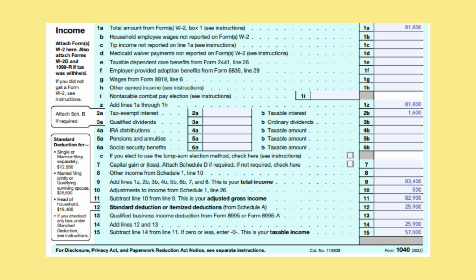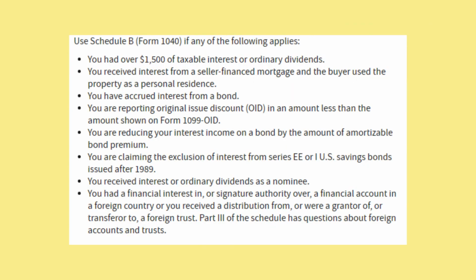When you have over $1,500 of taxable interest or ordinary dividends, you must file Schedule B. There's also some other situations where you would have to file, and I've listed them here.